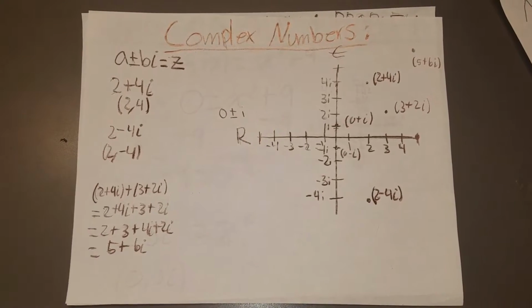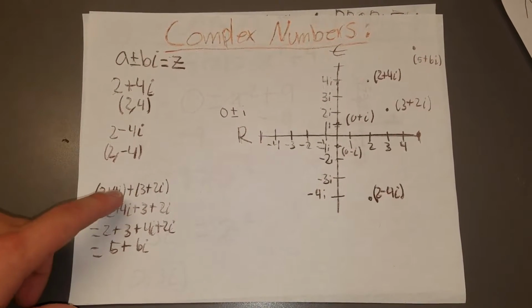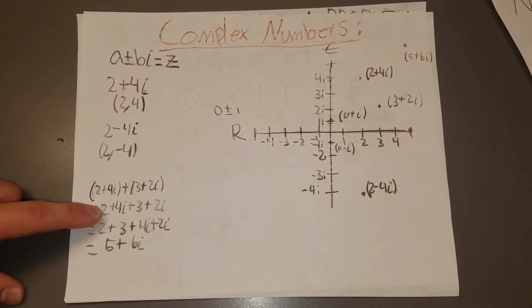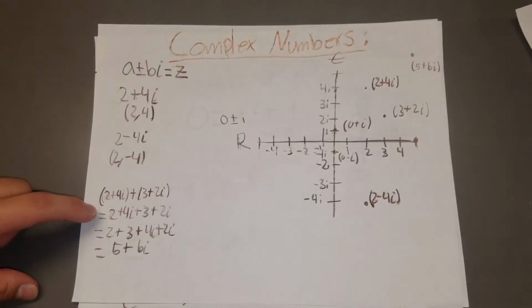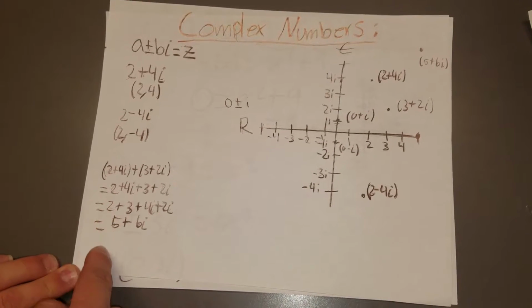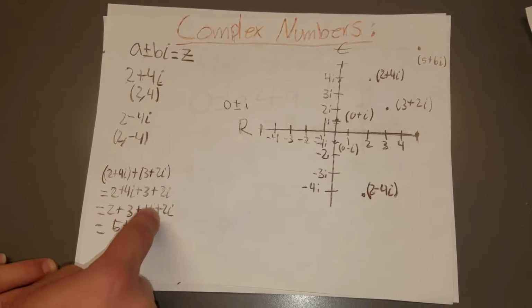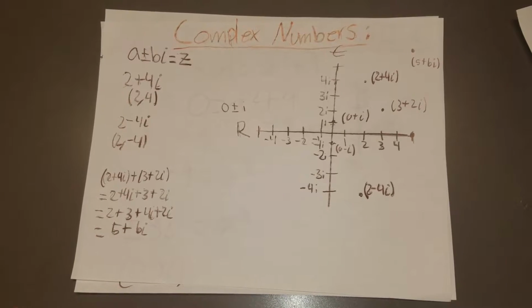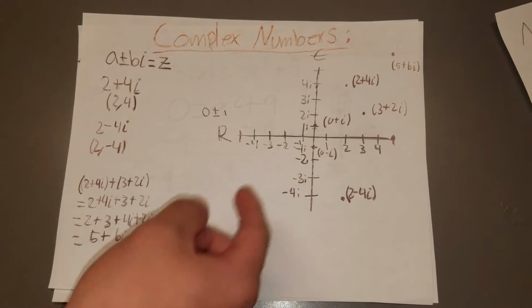Adding complex numbers is a lot like adding normal numbers. We just add it like this. We separate the numbers like so, and then we combine like terms. So here we have 2 plus 3 plus 4i plus 2i. And in the end, giving us 5 plus 6i, giving us the coordinate (5, 6i).